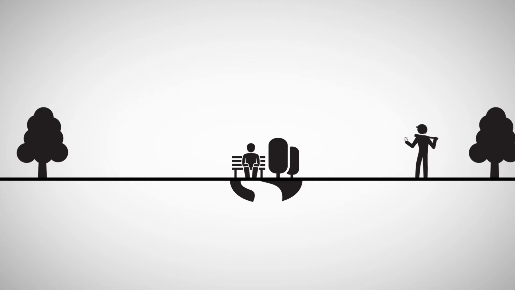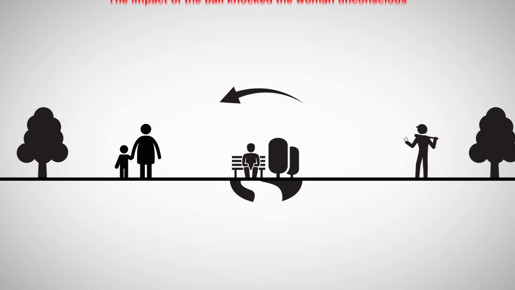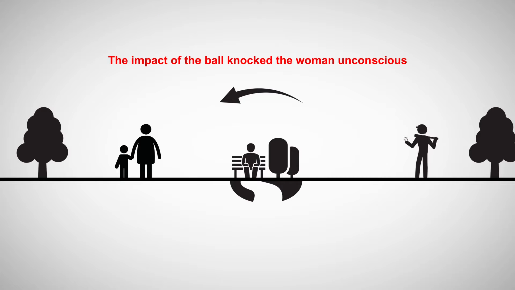Let's say we have a character named Johnny Baseball. Johnny Baseball was negligently hitting baseballs in a public park one afternoon. One of the balls struck a woman walking through with her grandson on a pedestrian walkway. The impact of the ball knocked the woman unconscious.